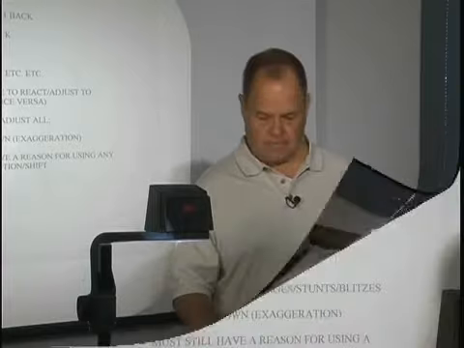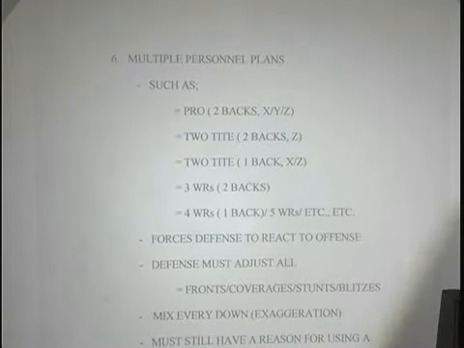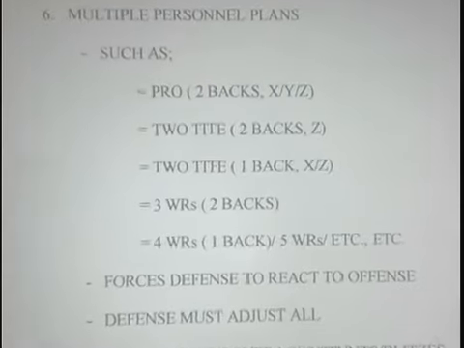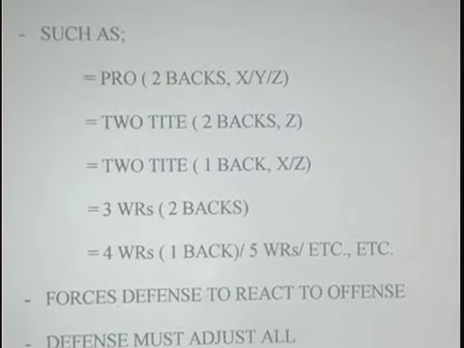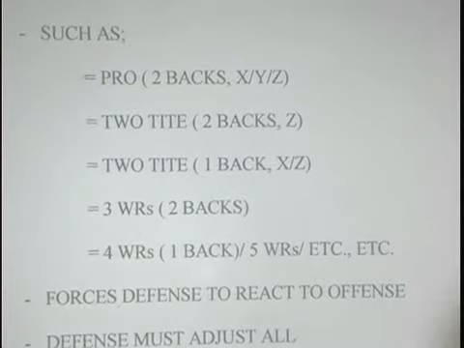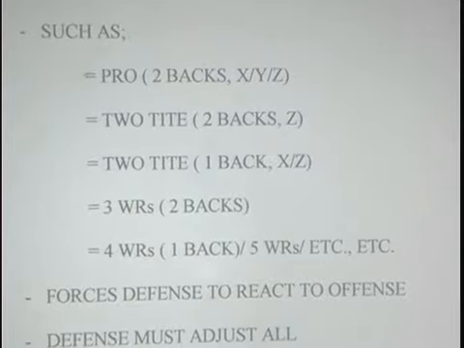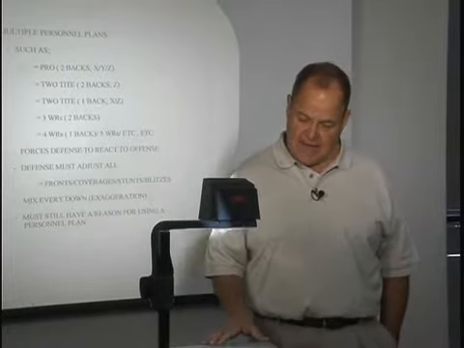When we speak about multiple personnel plans, we're talking about plans such as pro plan, where we're looking at 2 backs, tight end, 2 wide receivers, a 2 tight personnel plan with 2 backs, 2 tights, and a flanker. We're looking at 2 tights with 1 back and 2 wide receivers. We're looking at 3 wide receiver plans with 2 backs. We're looking at 4 wide receiver plans with 1 back, 5 receiver plans, no back concepts.